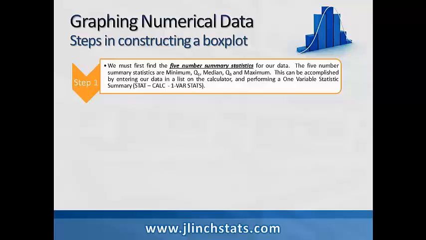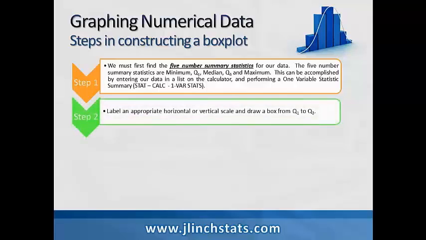Now, once we've found this 5-number summary statistics for our data, this can be accomplished by entering our data in a list on a calculator. And once we've entered our data from our data set into, let's say, list 1, we can perform what we call a one-variable summary statistics by punching in the following keystrokes. We go to our stat button, and then we go to the calc option, and then we actually conduct the one-variable statistic summary.